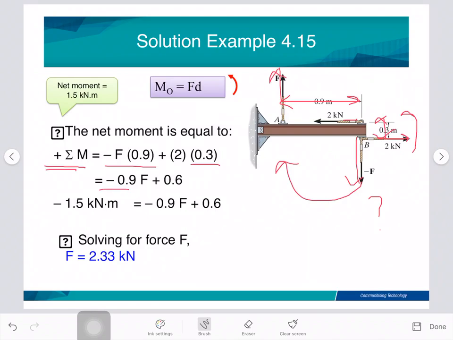So here we have the resultant couple moment is equal to negative 0.9 F plus 0.6. And then the value of the resultant couple moment is negative 1.5. So we can solve for F. By solving, we get F is equal to 2.33 kilonewton.